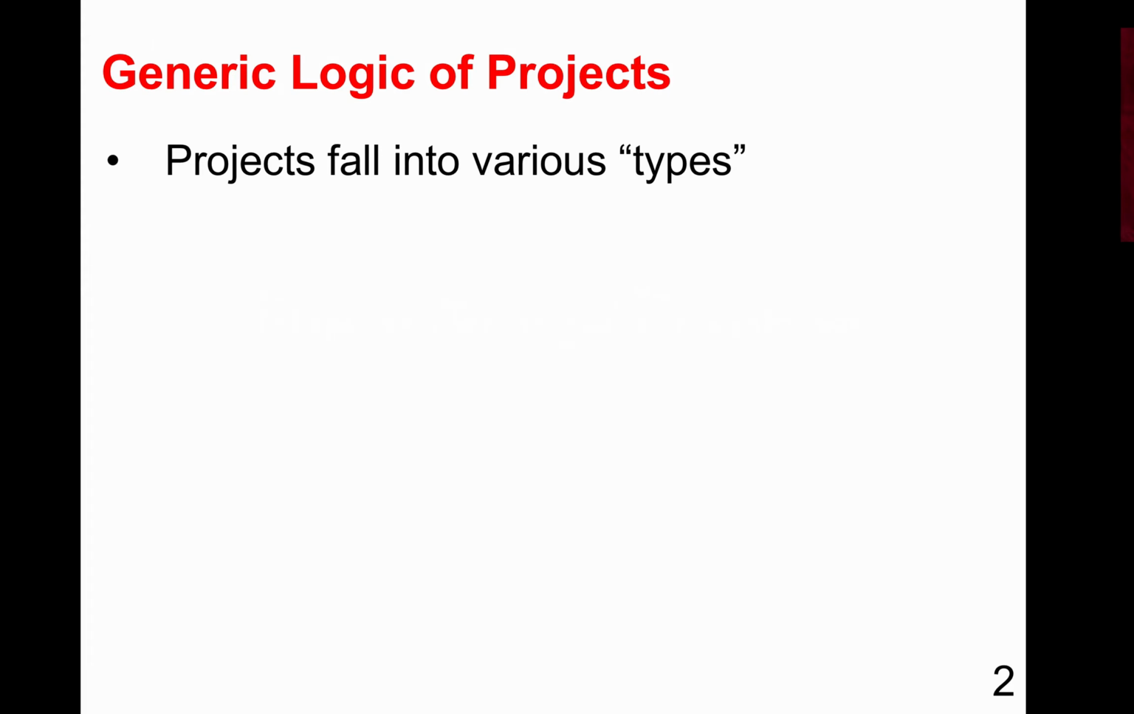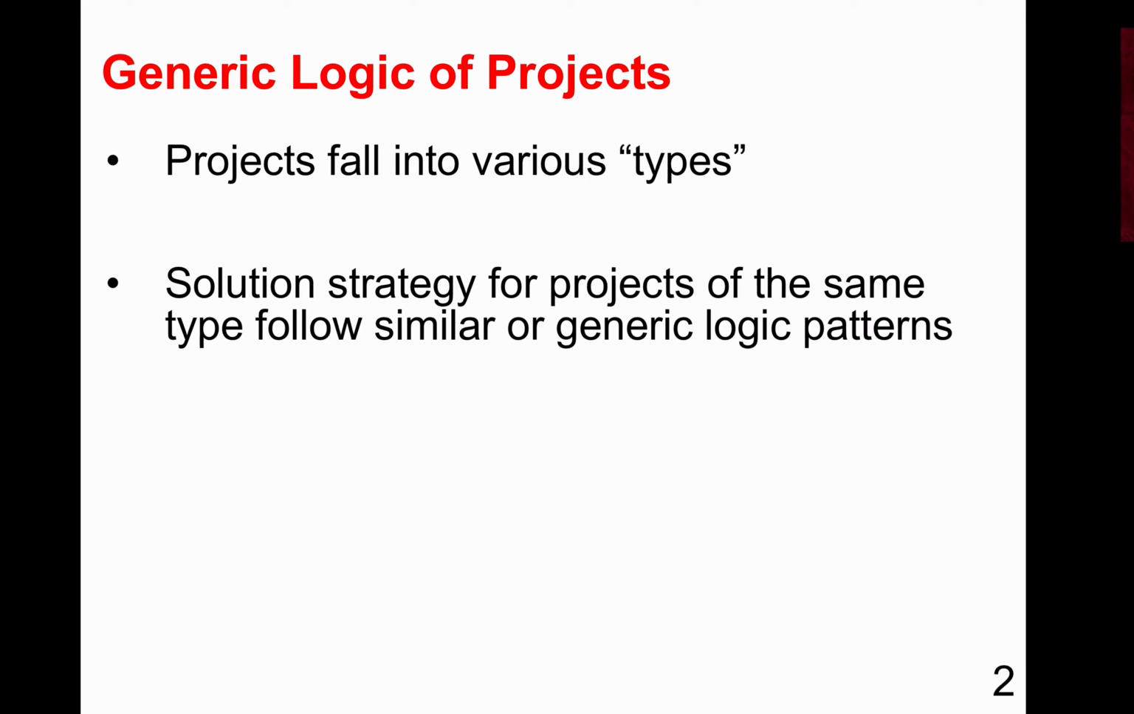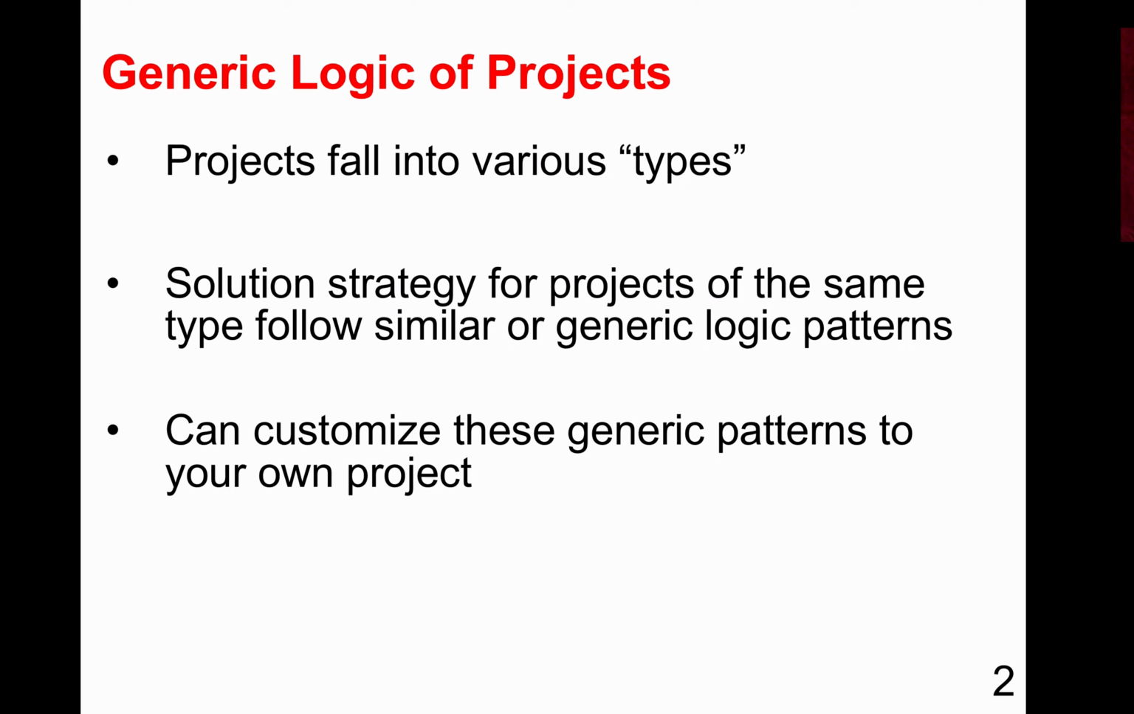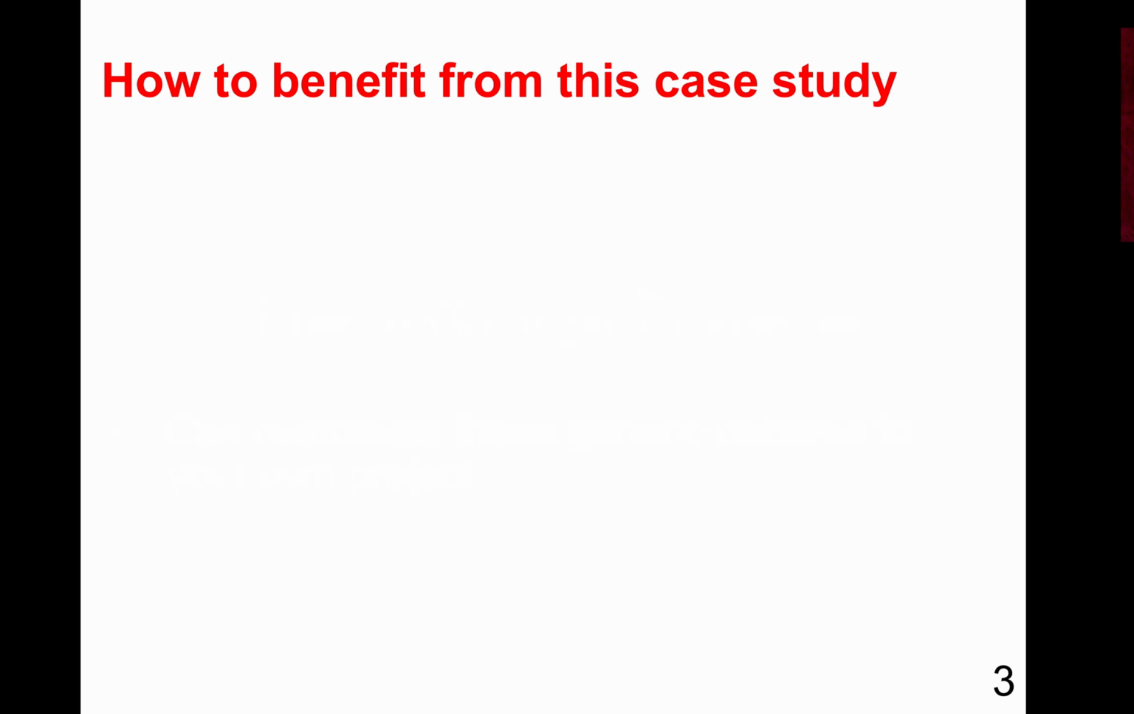Here's the theory of generic logics. Projects fall into various types. There are construction projects, there are IT projects, talent development projects. Process improvement is what we're going to talk about today. And I find that projects of the same type have a similar underlying problem-solving structure. A solution strategy follows basically the same pattern, regardless of the specific improvement that you're looking for. And you can customize these generic patterns to fit your own project.